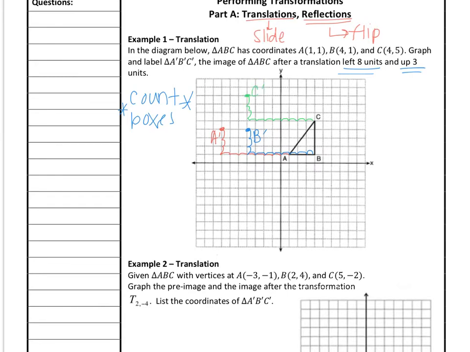So now I'm going to connect to make a nice, beautiful triangle. And this is now my triangle A prime, B prime, C prime. Easy as pie. I don't know that pie is easy to make, but it's easy. Okay, you just count boxes in whatever direction it tells you to count.